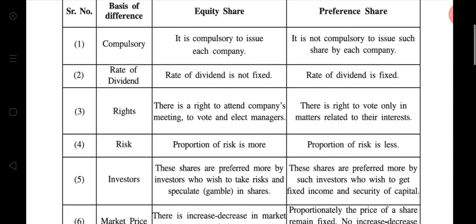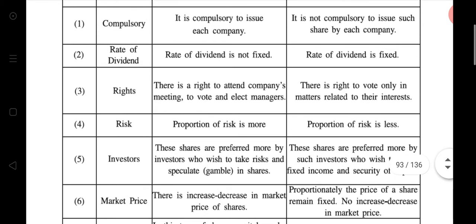In equity share, there is a right to attend the company's meeting, to vote and also elect the manager. In a preference share, there is only a right to vote in matters related to their interest, not in every matter. The risk proportion is more in equity share, whereas in preference shares, risk is less. Equity shares are preferred more by investors who wish to take risk and speculate in shares, and preference shares are preferred more by investors who wish to get fixed income and security of capital, because in preference shares the rate of dividend is fixed, so there is a fixed income.